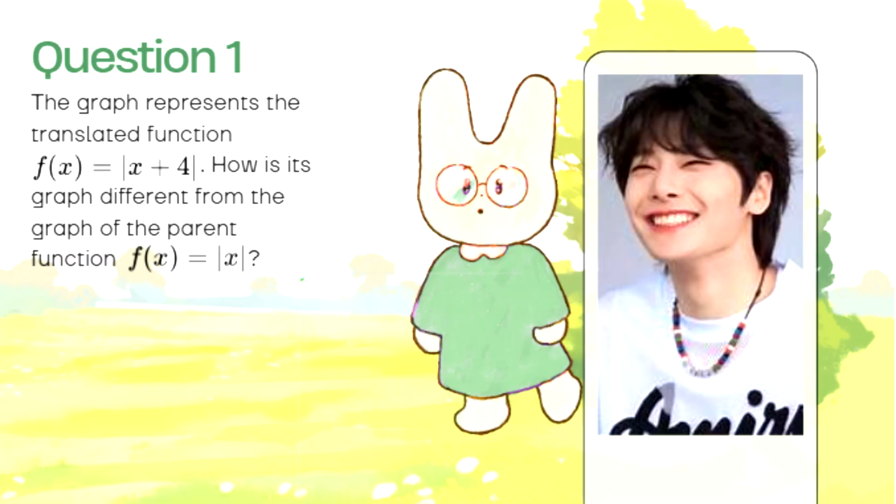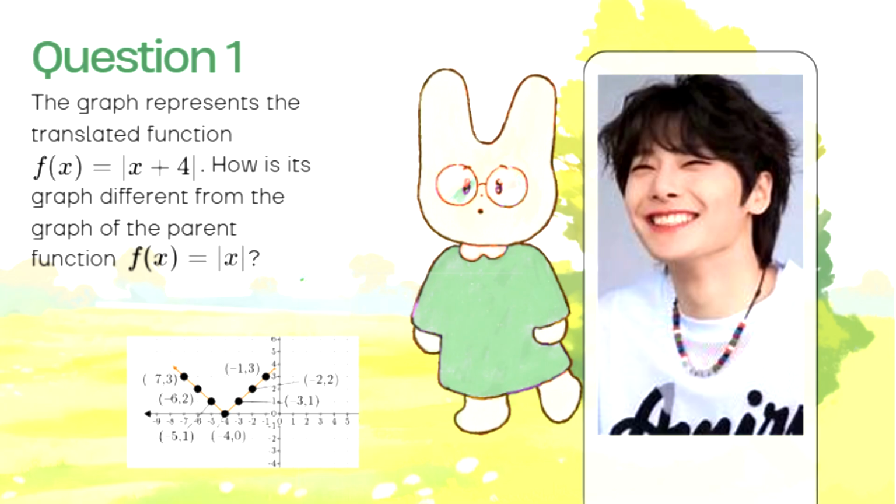This one's your turn. The graph represents the translated function f of x is equal to the absolute value of x plus 4. How is its graph different from the graph of the parent function f of x is equal to the absolute value of x? Okay, I got your graph back, so go ahead and pause the video, figure it out, and come back.